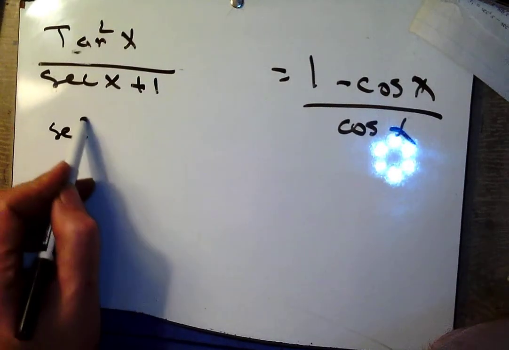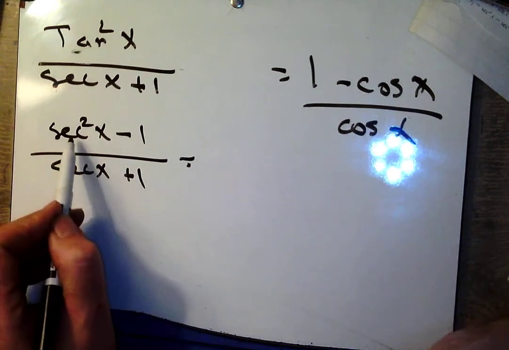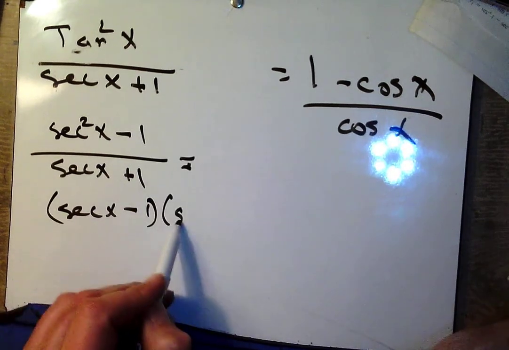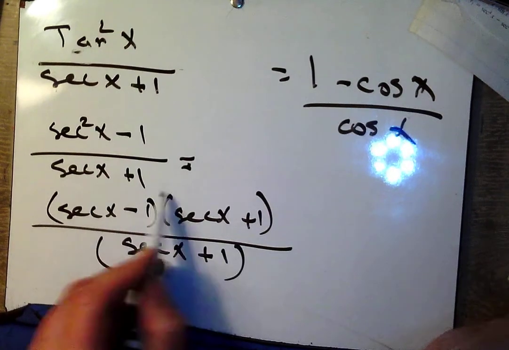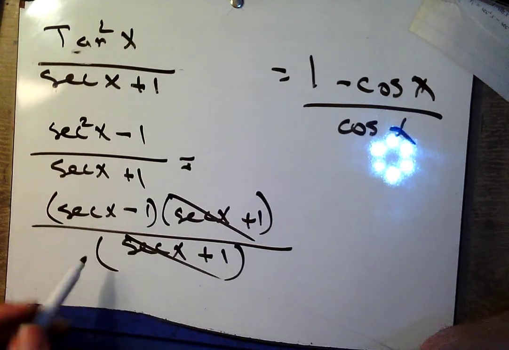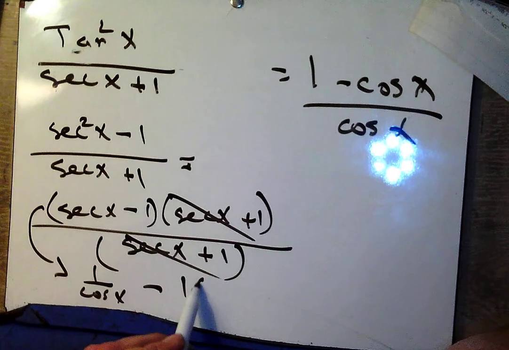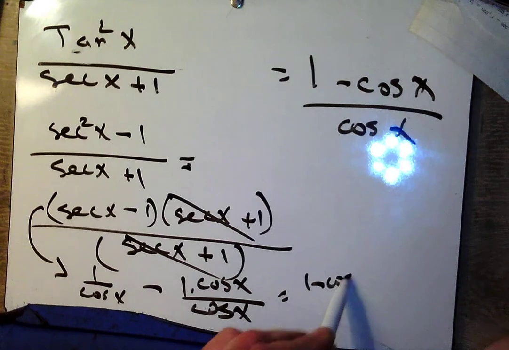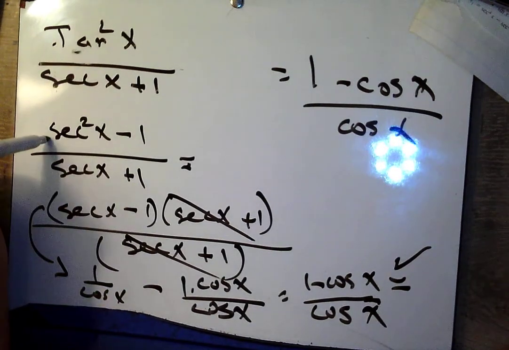Tangent squared is secant squared minus 1 over secant x plus 1. This is a difference of squares. This factors as secant x minus 1, secant x plus 1. The secant x plus 1's cancel. Now what do I have? Well, secant is 1 over cosine, minus 1. If I make a common denominator, I've got 1 minus cosine over cosine. And I'm done. Okay? So that was turning this into this.